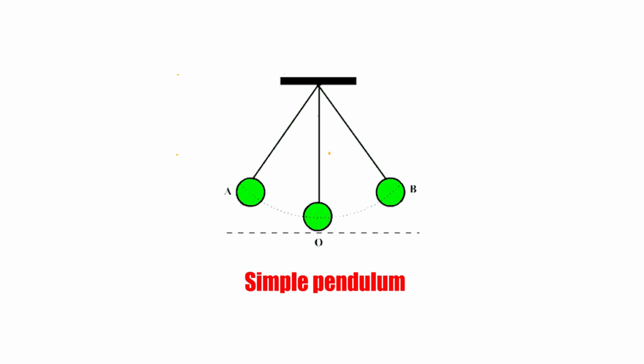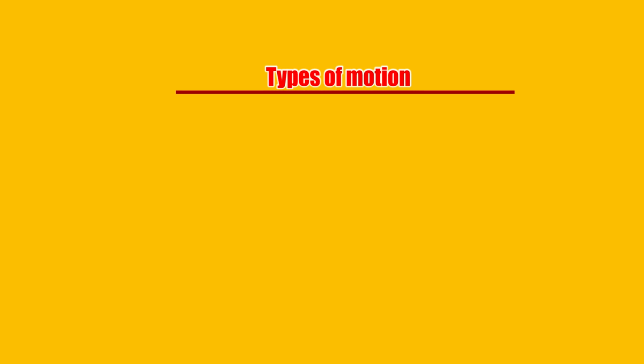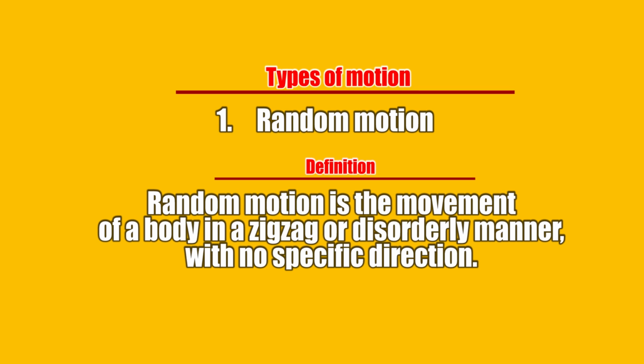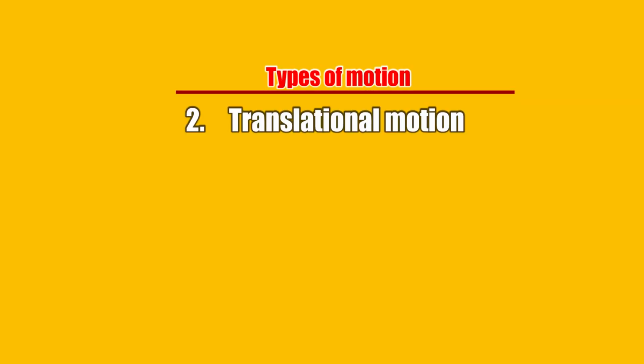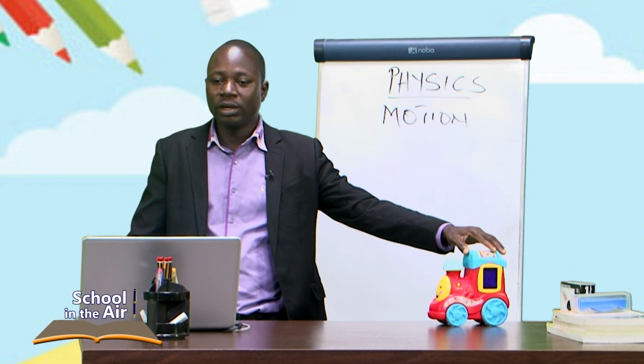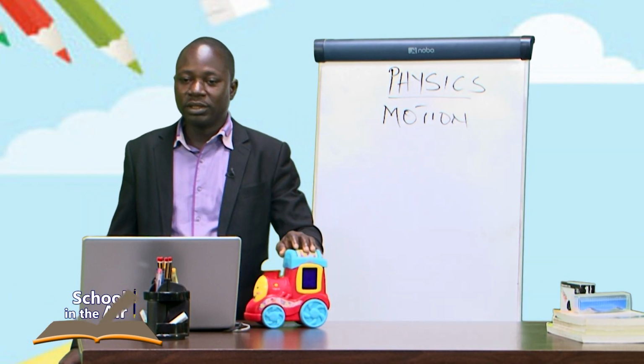So far, we have discussed motion as the change in position of a body with time, with reference to a point. Then the types of motion. We talked about random motion, which is the zigzag movement of a body with no specific direction. For example, we mentioned a hawker in the markets, and I cited an orange hawker. Now, the second, we talked about translational motion, where we made use of this toy car moving from this point to this point, translatory motion.